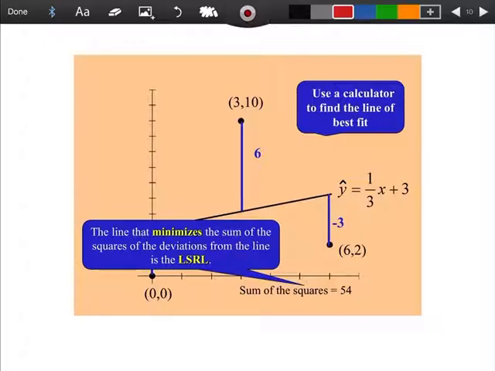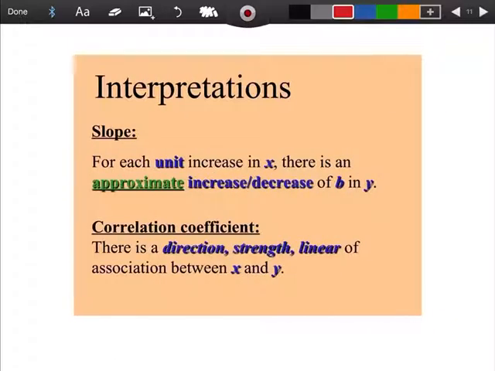Now, our calculator is going to do all the work for us, but our line of best fit is going to be the line that has the overall minimum for the sum of the squared deviations from the line, and that's our LSRL. We're going to calculate on our calculator our least squares regression line or our line of best fit. When we do, we're going to need to make sure that we can interpret in the context of the problem the slope and the y-intercept if it has a meaning, and then also take a look at the correlation coefficient that we discussed last class.